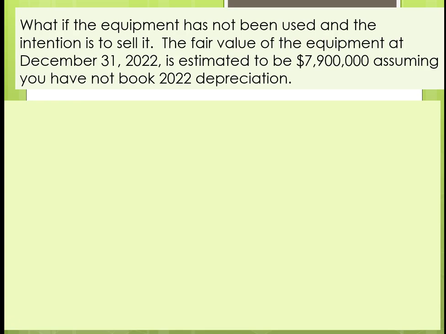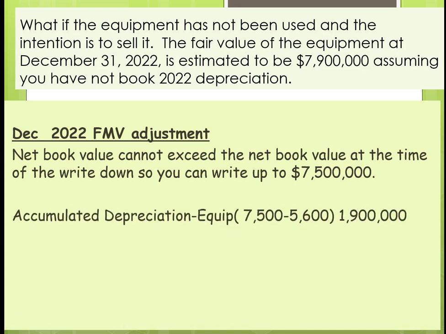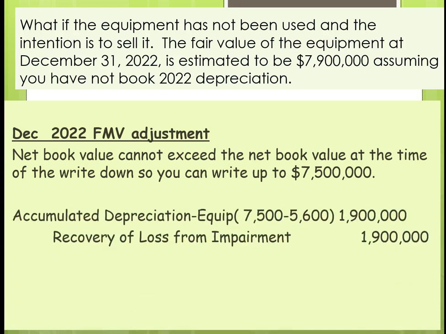What if the equipment had not been used? So, first of all, you got to remember, we can write it up, but not to the total amount, only to the net book value at the time of the write-down. So we could write it up by $1.9 million, and we would debit accumulated depreciation and credit recovery of loss from impairment.